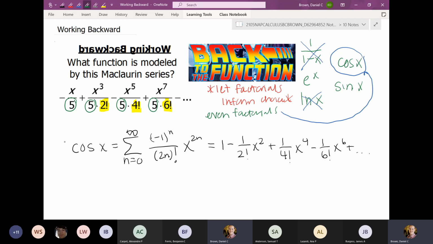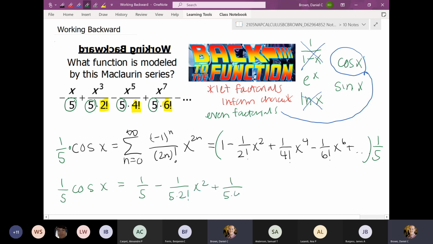Well, how can I get a 5 in the denominator? I can just multiply by 1/5 on both sides of that equation. So far we have that 1/5 of cosine of x is equal to, I'm going to ignore the sigma notation because I really just need to figure out the terms. So I have 1/5 minus 1 over 5 times 2 factorial x squared plus 1 over 5 times 4 factorial x to the 4th minus 1 over 5 times 6 factorial x to the 6th, and that's continuing forever. So I've taken care of the 5s, and now we need to figure out what else needs to happen.